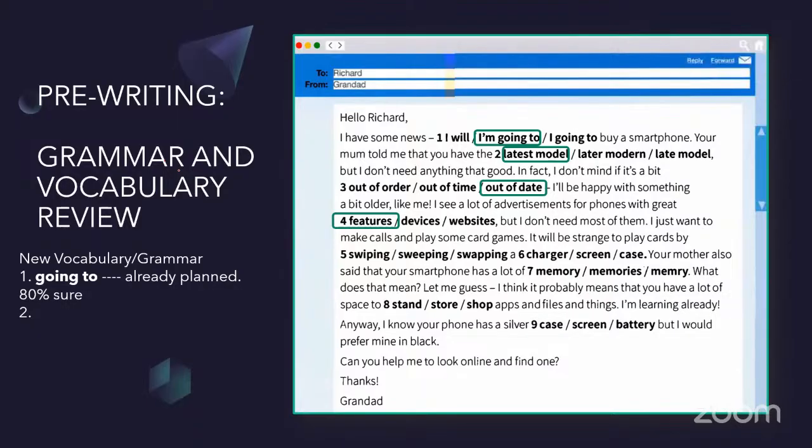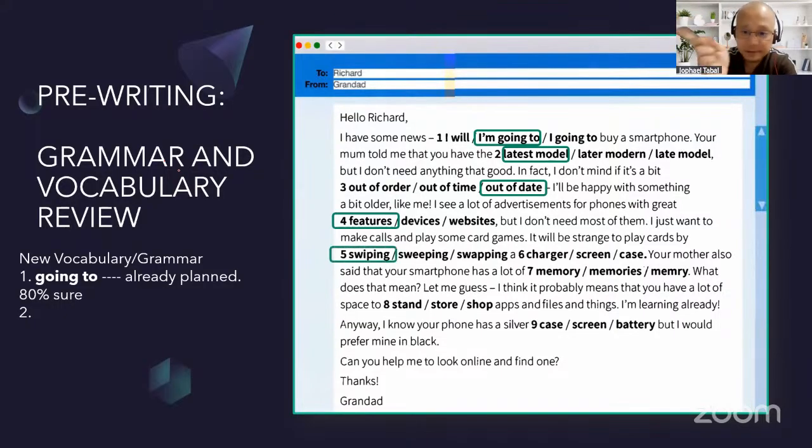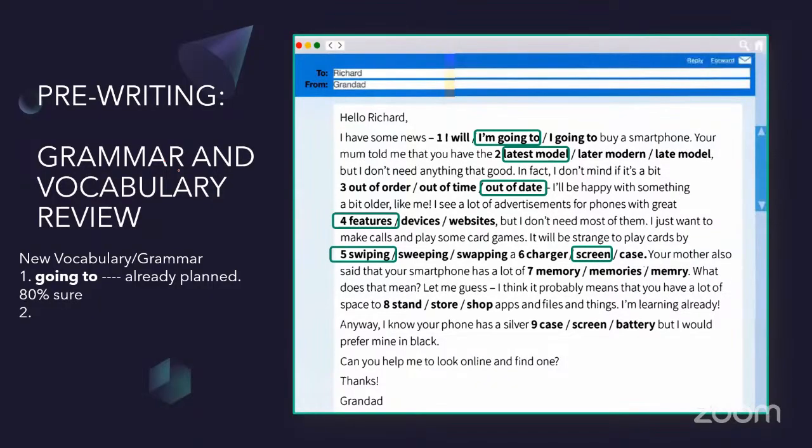Number 5 is green body. It will be strange to play cards by swiping. And number 6? Number 6 is green screen. Very good. Your mother also said that your smartphone has a lot of, number 7. Number 7 is memory.